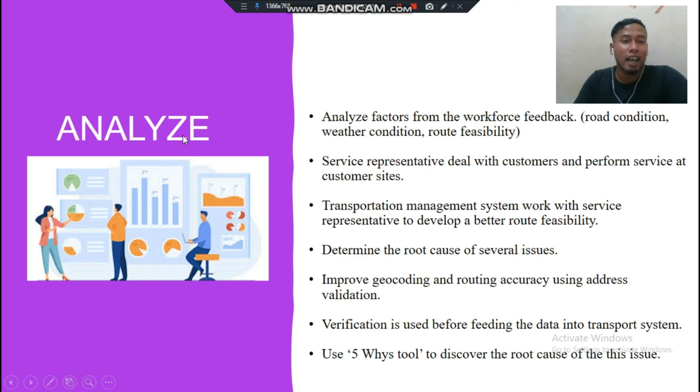Okay, next is the analyze phase. Analyze factors from the workforce feedback. The service representative deals with customers and performs service at the customer site. The transportation management system works with the service representative to develop better route feasibility. Improve geocoding and routing accuracy during address validation. Verification is used before feeding the data into the transport system. Okay, this company uses the 5-why tool to discover the root cause of this issue.